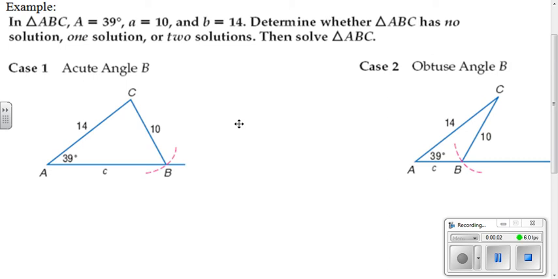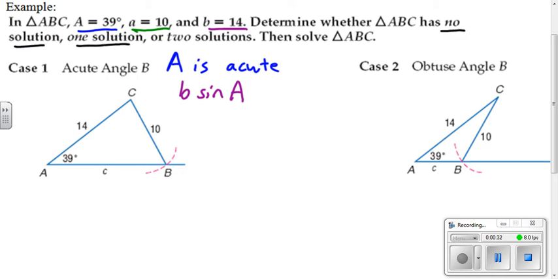In our last piece of the 13.4 puzzle, we are asked to solve for the triangle ABC, which says that angle A is 39 degrees. So we know right off the bat A is acute, i.e. less than 90 degrees. So we need to find B times sine of angle A. Our B is 14 and our leg A is 10. We need to determine whether or not it has no solutions, one solution, or two solutions, then solve it.